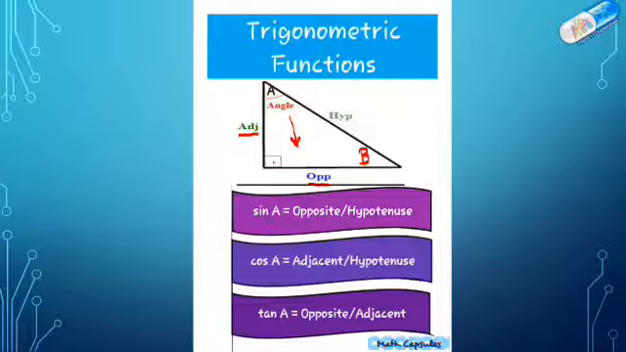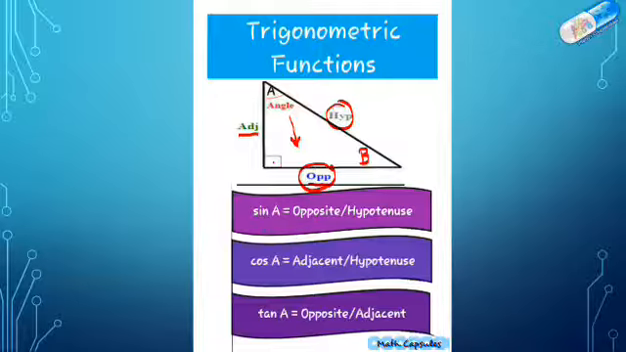The number one, sine A. Sine A is the function which relates the opposite side over the hypotenuse. So sine A is opposite over hypotenuse. The second one is cosine A. Cosine A is the adjacent over the hypotenuse. And tan A is the opposite over the adjacent sides.